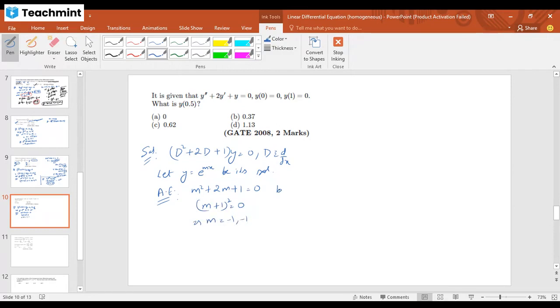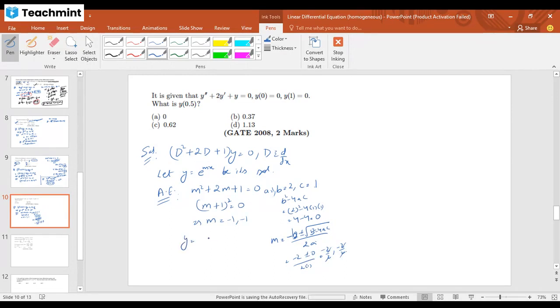Or you can see here b is 2, c is 1, and a is also equal to 1. So b squared minus 4ac is 2 squared minus 4 into 1 into 1, 4 minus 4 is 0, so the roots are real and equal. And what is the value of m? Minus b plus minus square root of b squared minus 4ac upon 2a. So this is minus 2 plus minus 0 upon 2 into 1. So minus 2 upon 2, minus 2 upon 2. So its value is minus 1 and minus 1. Okay. So the roots are real and repeated.